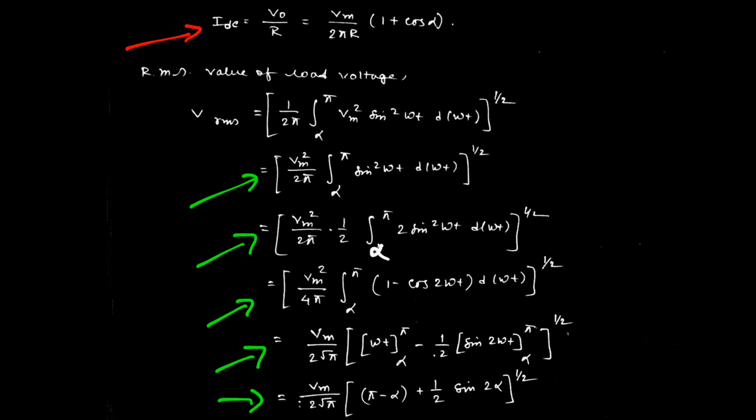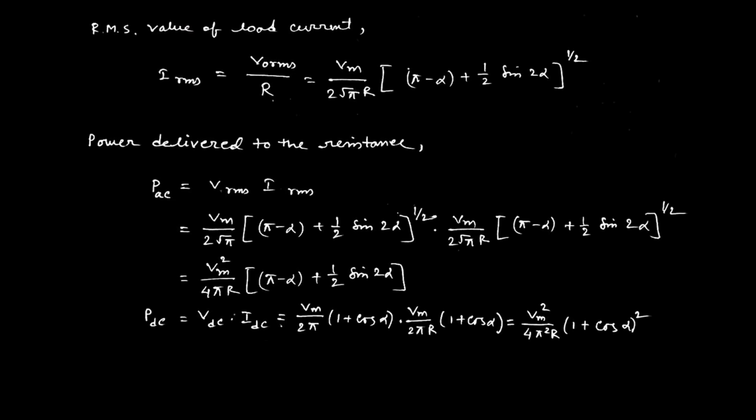Now, in case of the RMS value of the load current, we can say I RMS equals V RMS by R, that is equal to Vm by 2 pi R, and the remaining parts are the same, that is pi minus alpha plus 1 by 2 sin 2 alpha, under root. Now we can calculate the power.